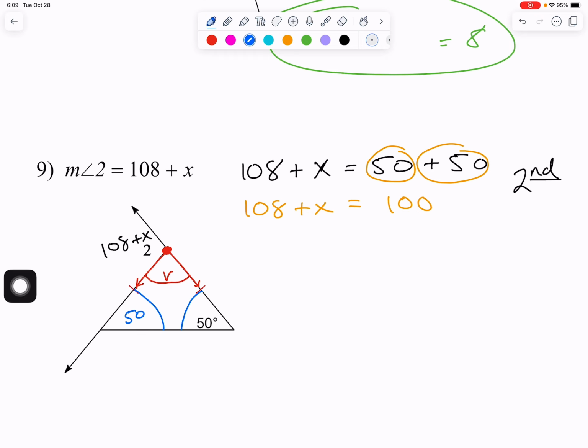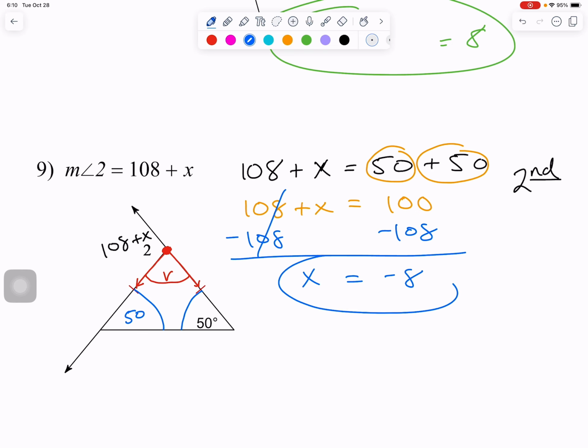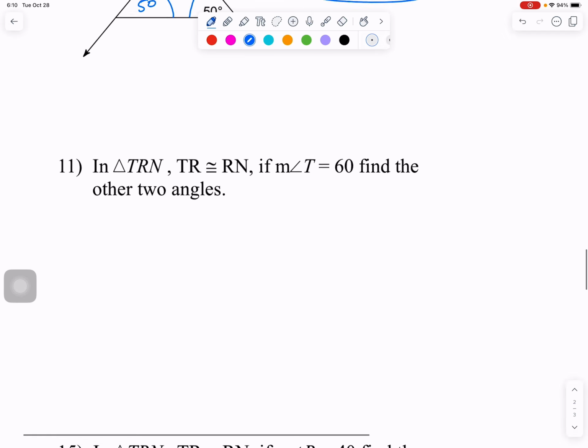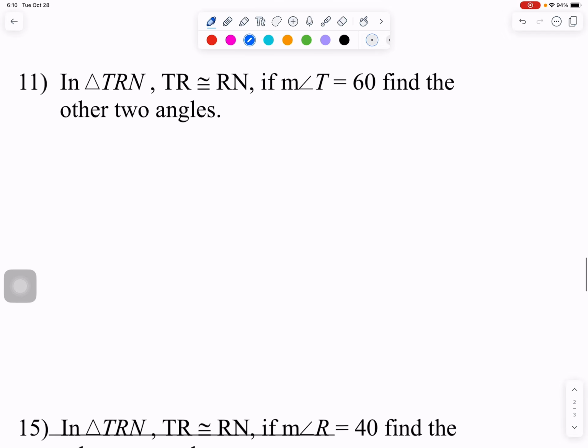Let's get this x by itself. We will subtract 108 from both sides. Bring down your x equals 100 minus 108, which is negative 8. Again, if you have a second or even third way of setting it up, please feel free. All right, let's read this together.